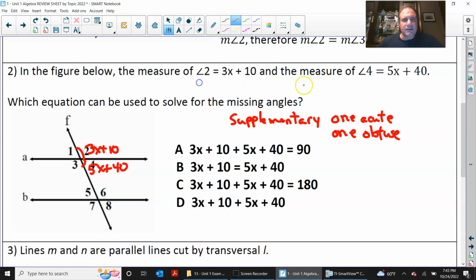So let's go ahead and look at what equation you would choose. They're not equal to 90. That's out. They're not equal to each other. They're not like vertical angles. They're not alternate interior. They're not alternate exterior. They're not corresponding angles. They're not congruent. This one is correct. It's equal to 180. This is not even equal to anything. That's just an expression. C is your answer. They're equal to 180 degrees.